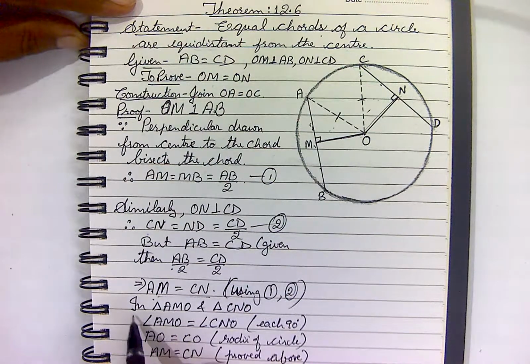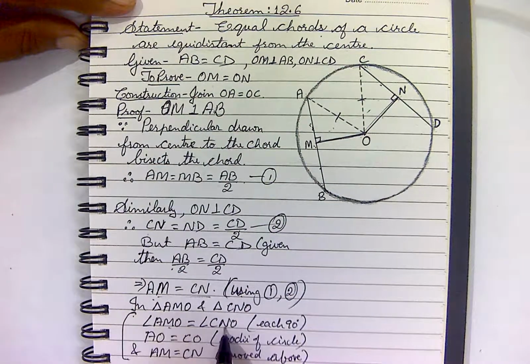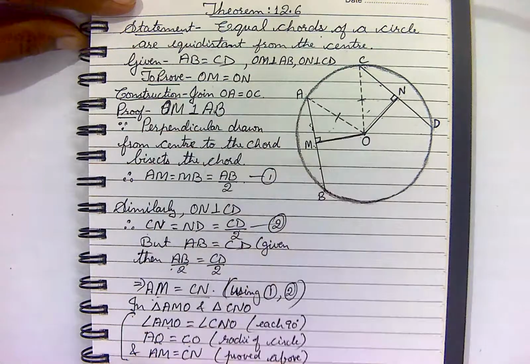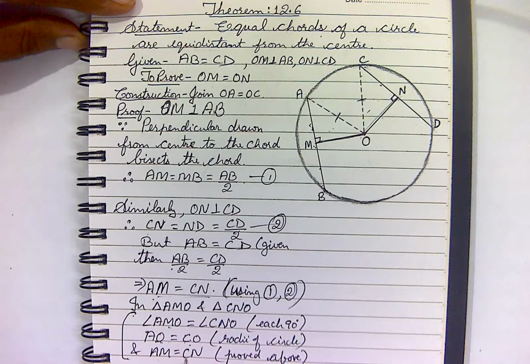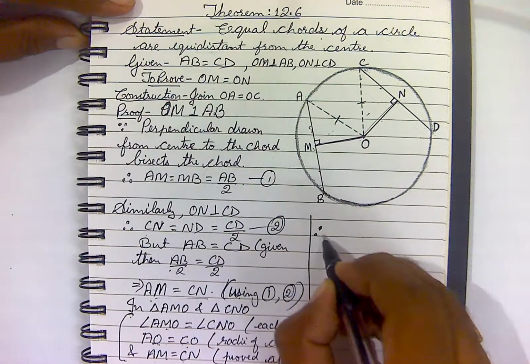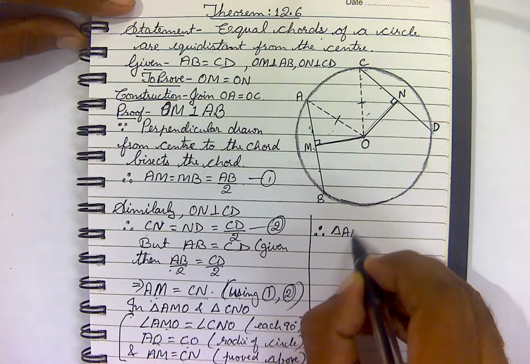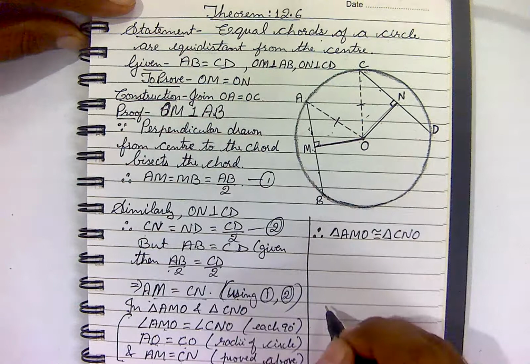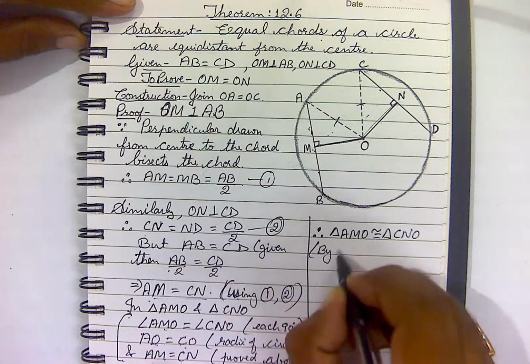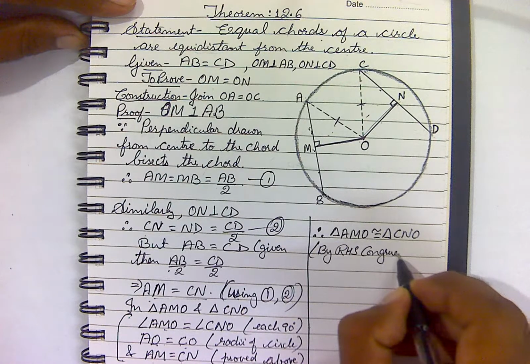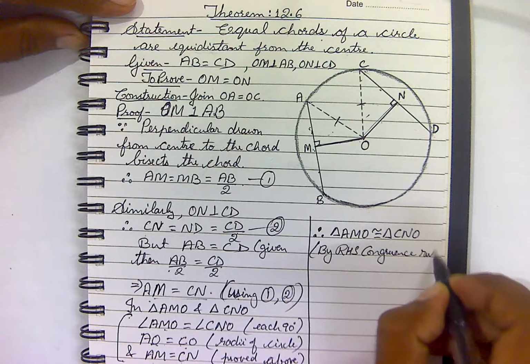So with these three conditions, one right angle is there. This AO and CO are the sides opposite to the right angle, meaning hypotenuse is equal and one side is equal. Therefore, the two triangles are congruent. Therefore, triangle AMO is congruent to triangle CNO, and this is by RHS Congruence Rule.